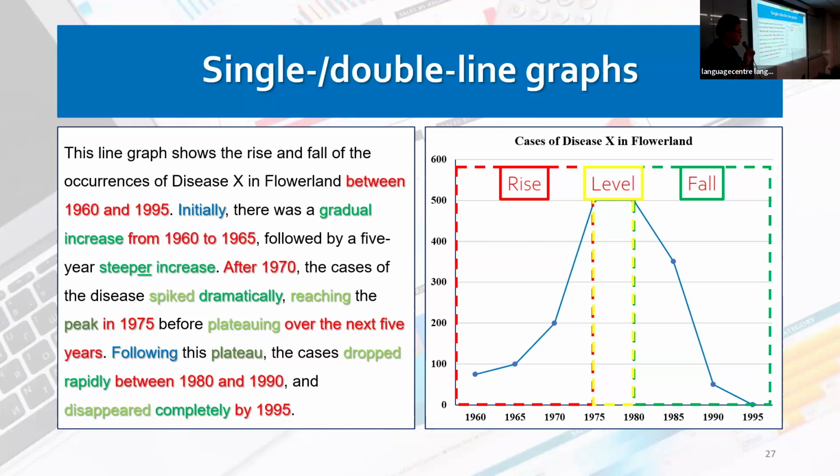Remember, although this is not the focus of this session, coherence and cohesion is also one of the assessment criteria for IELTS Writing Task 1. So bear in mind, you have to produce ideas which are well connected. And here, the use of initially and following are two good examples.